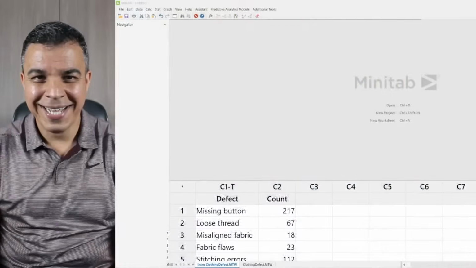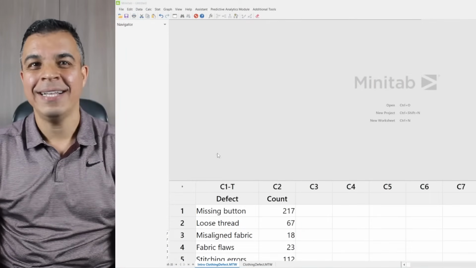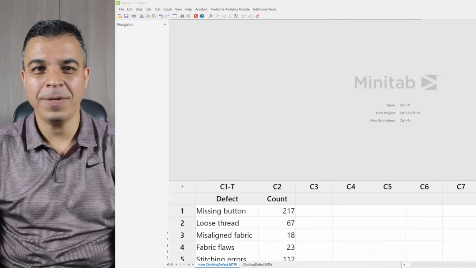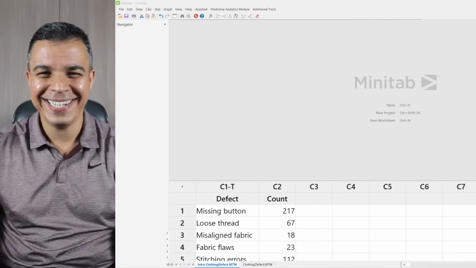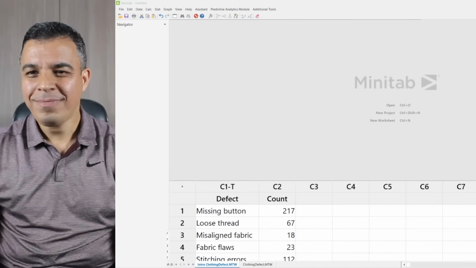Okay, perfect. Let's go ahead. Let me see if this will work. Can you guys see me, and can you guys see Minitab? Please let me know if you can see me. Hi everyone. Hi everybody. I hope you can see Minitab here. Yeah.